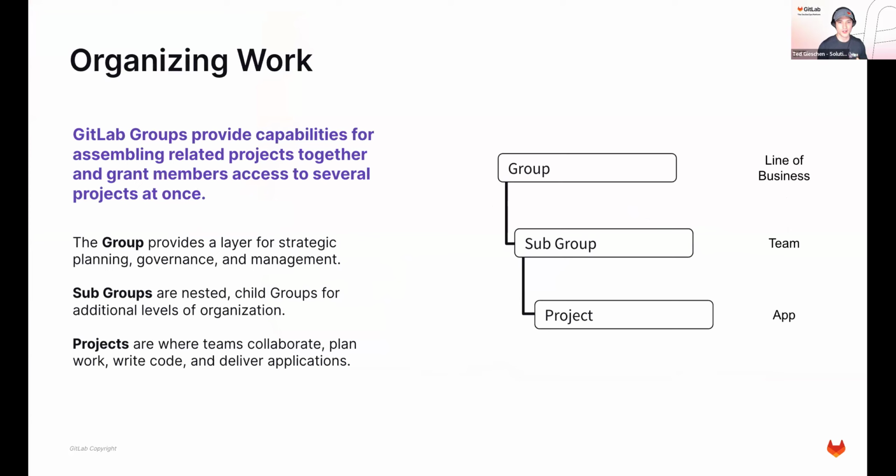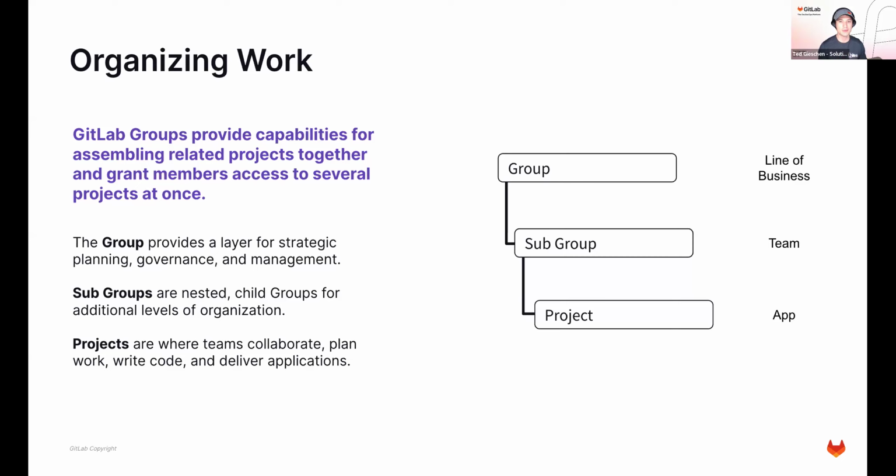To start off, let's look at the 3 ways you can organize work within GitLab. First of all, you have groups. Groups allow you to manage subgroups and projects, and is a strategic layer for planning, governance, and management. Subgroups are similar. However, they're nested child groups for additional levels of orchestration. And finally, we have projects. And this is where teams actually collaborate, plan, work, etc., to deliver the application.